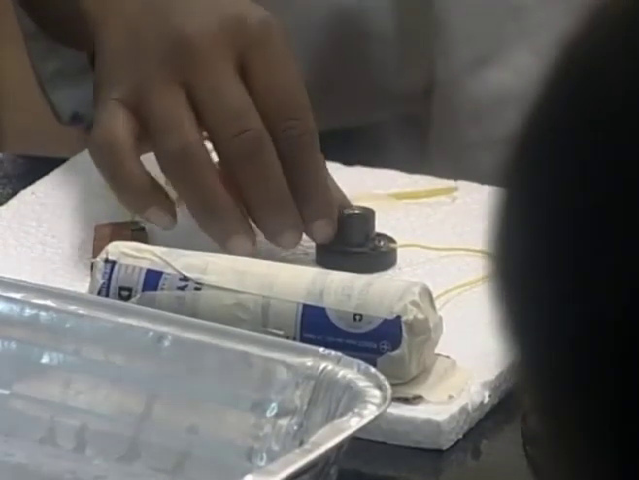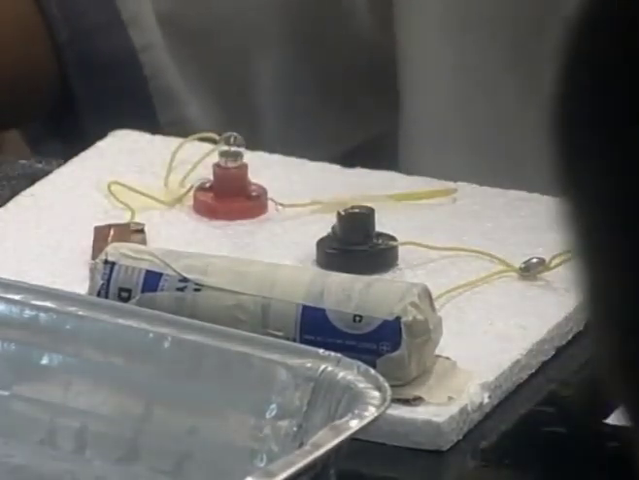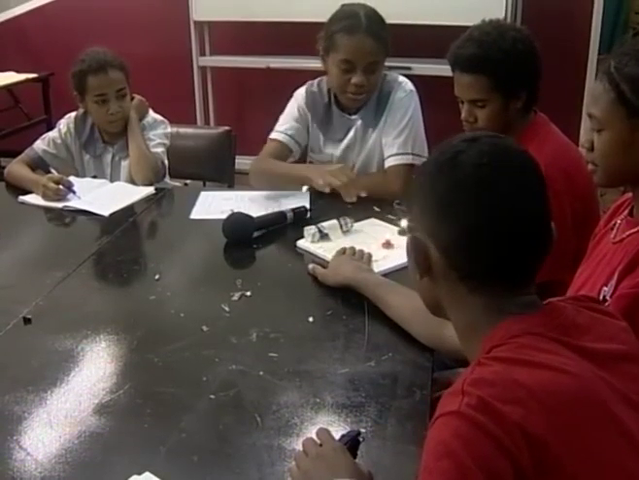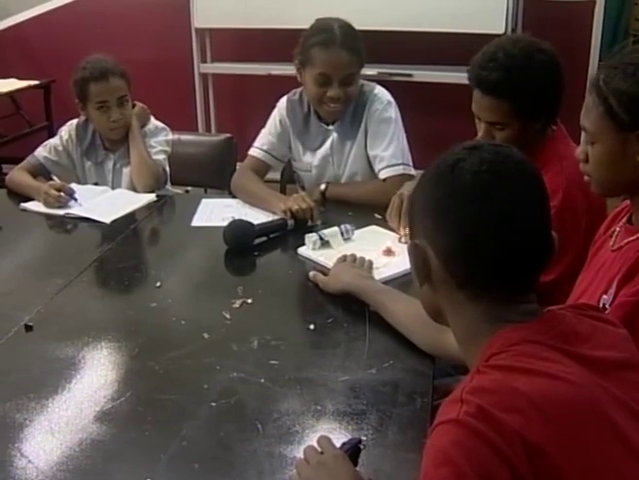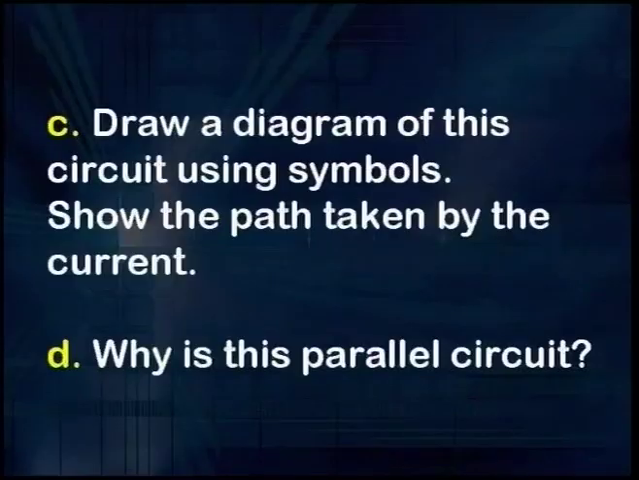All right, two different answers there. Ellen says the other bulb will light. Tulanga says the other will not work. So Tulanga, maybe you can check your circuit again. After you do that, you draw the diagram of the circuit using symbols and also answer why this is a parallel circuit.